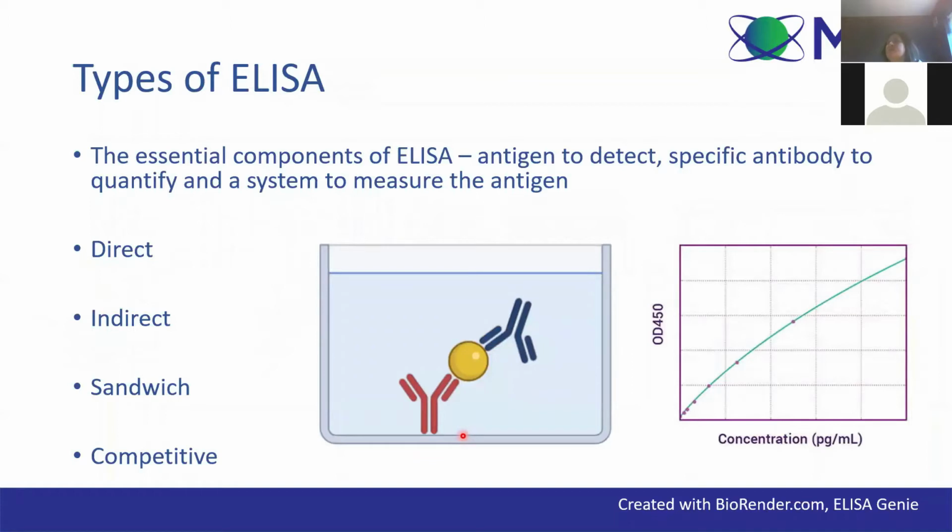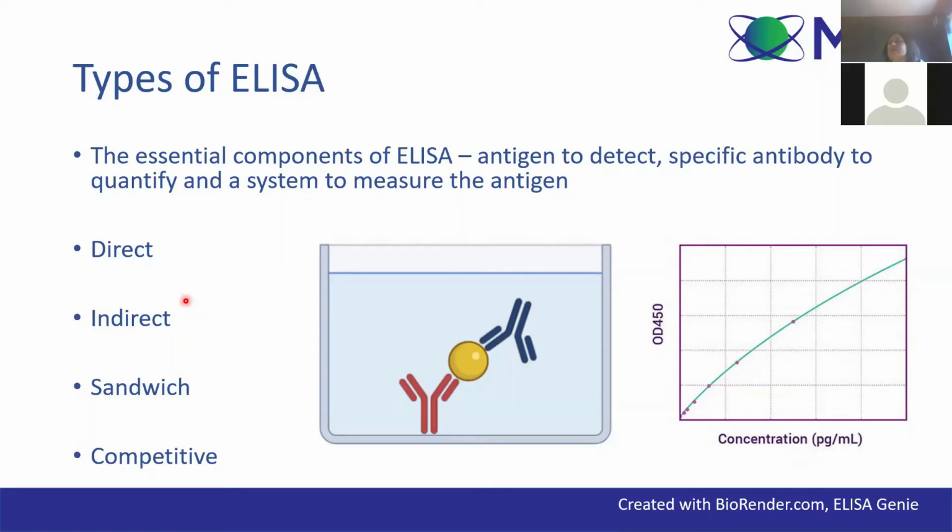Like I said before, the essential components of ELISA are the antigen you're trying to detect, a specific antibody, and a system to quantify the concentration or measure how much antigen you have. So there are 4 main types of ELISAs: direct, indirect, sandwich, and competitive. And I'll go through each of these in more detail.